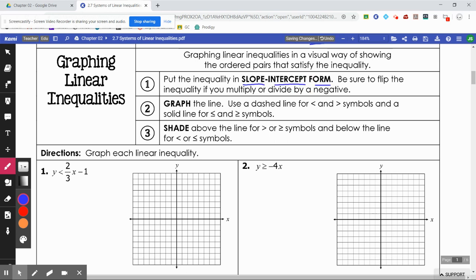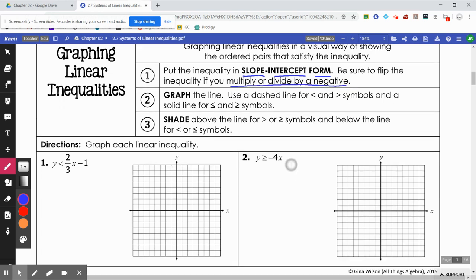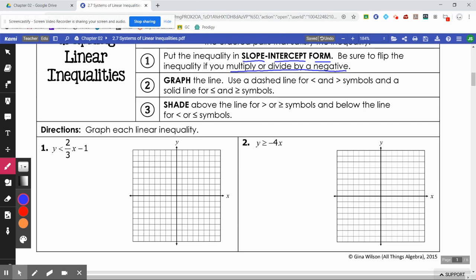Be sure to flip the inequality if you multiply or divide by a negative. That's just a reminder that anytime you multiply both sides or divide both sides by a negative, you've got to flip the inequality symbol over. Then we're going to graph the line. Now here's the only part that we might forget. We use dashed or dotted lines for these symbols, and we use solid lines for these symbols.